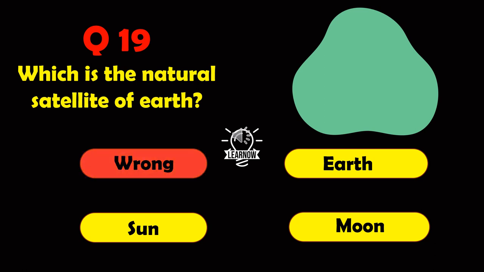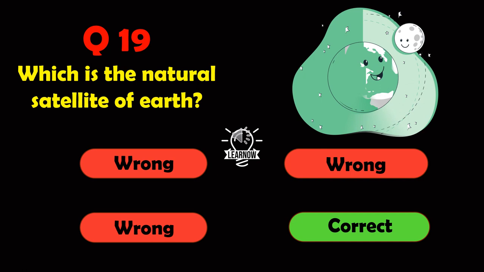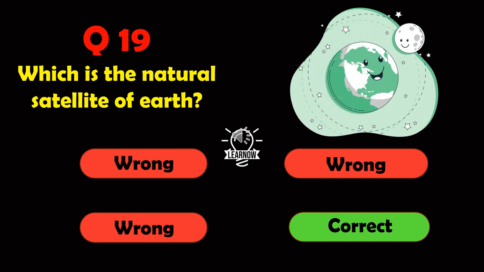Is it Earth then? Earth again is a planet, so it will not be a satellite. Sun, as we all know, is a big star, so Sun is wrong too. So that means Moon is the correct answer. That is, Moon is the natural satellite of Earth. Going to the next question, so you can see Moon, it is the natural satellite of Earth. We'll go to the next question, question number 20.